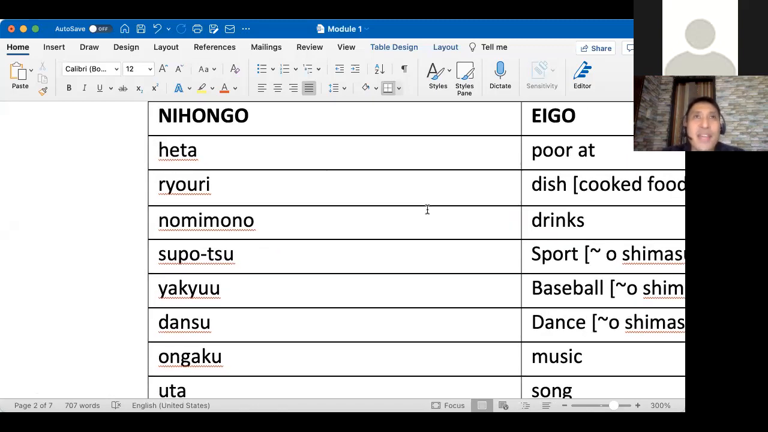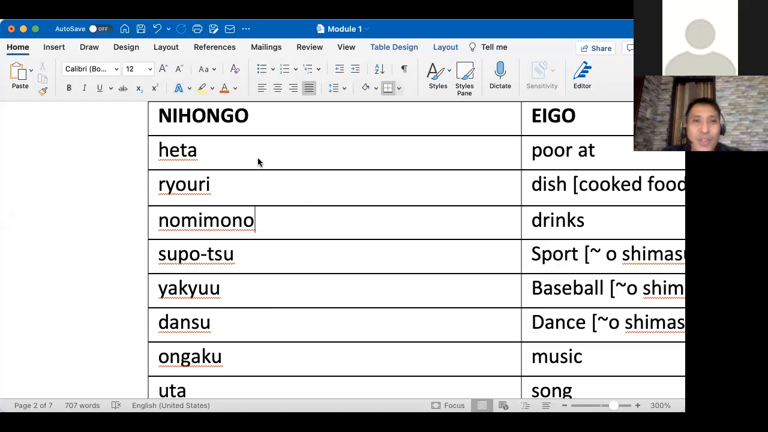So ryori. Pwedeng sabihin natin, Nihon no ryori wa nani ga suki desu ka? So, anong paborito mong Nihon ryori? O Nihon ryori wa nani ga suki desu ka? Sample yon. So, anong gusto mong Japanese na ryori? For example, computer game desu. Okay, game. Gemu. Ayan, gemu. So, tama yung June. So, heta ba si June sa computer game?